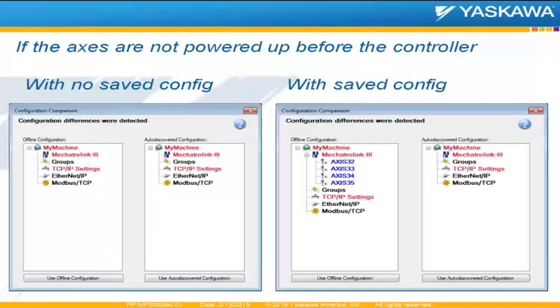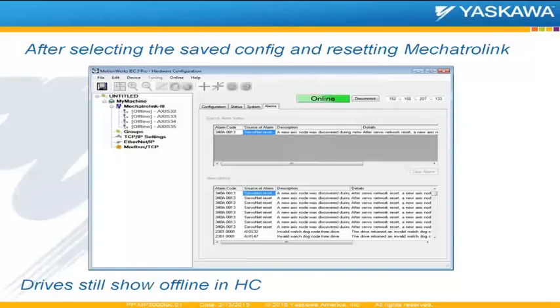If the axes are not powered before you power up that controller, they'll never show up online. You can see we look at the auto-discovered configuration, and with either no save config or a saved config in the controller itself does not see any axes. So if I select the saved config and go online, the axes show up as offline. Even if I go into hardware configuration, do a reset Mechatrolink, and reconnect to the device, the axes still show up as offline.